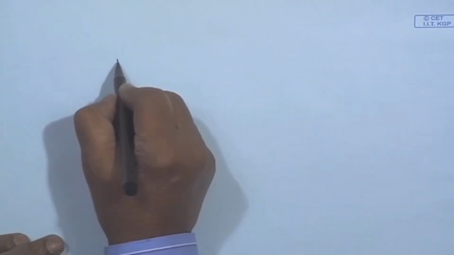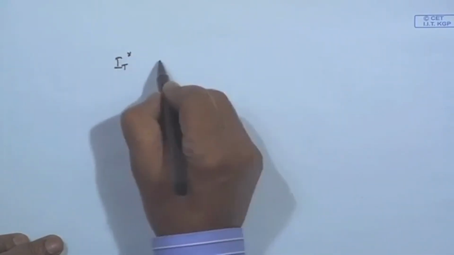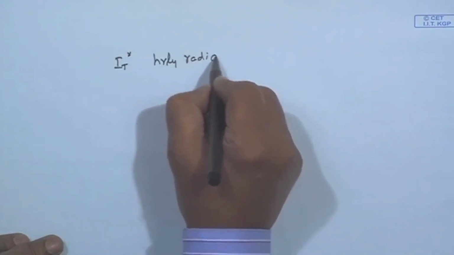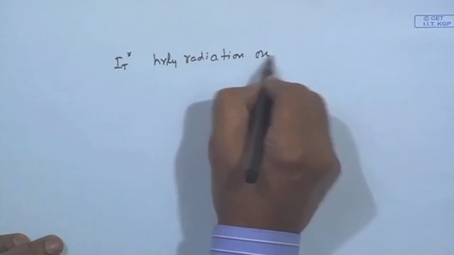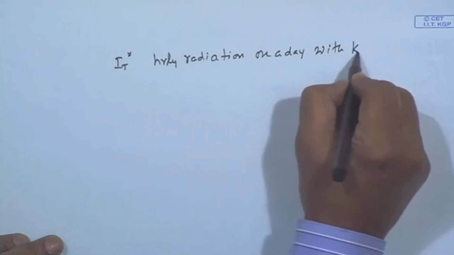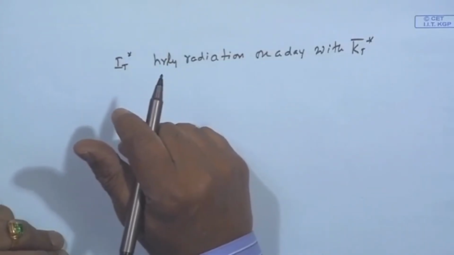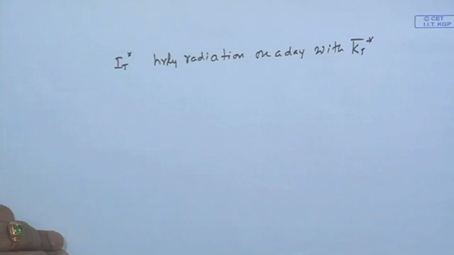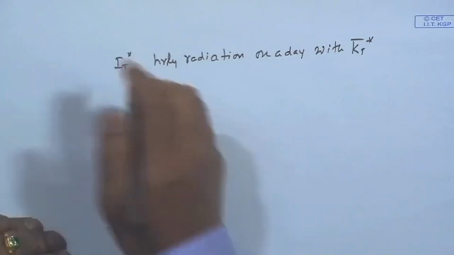So, IT star is the hourly radiation on a day with kT bar star. We have in detail explained about how to find out this kT minimum by equating the noontime radiation to the IC. You will find out unknown kT, that will be the kT minimum.